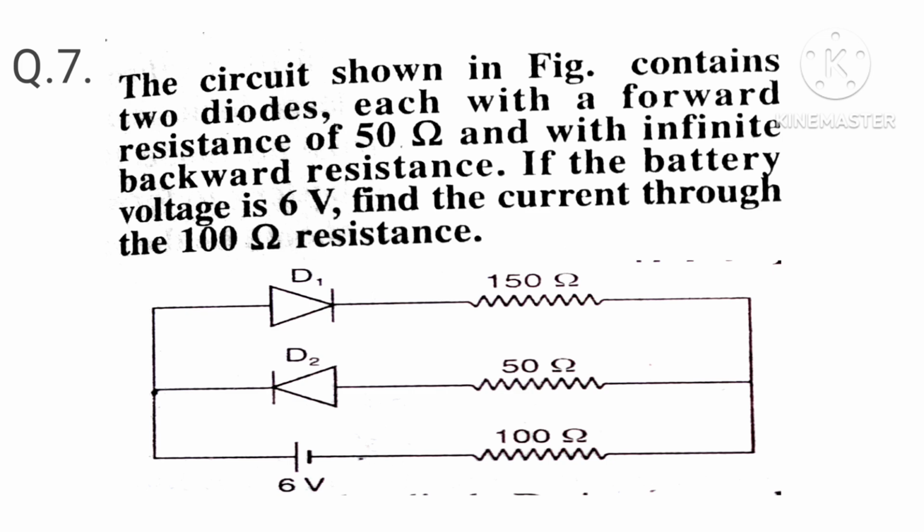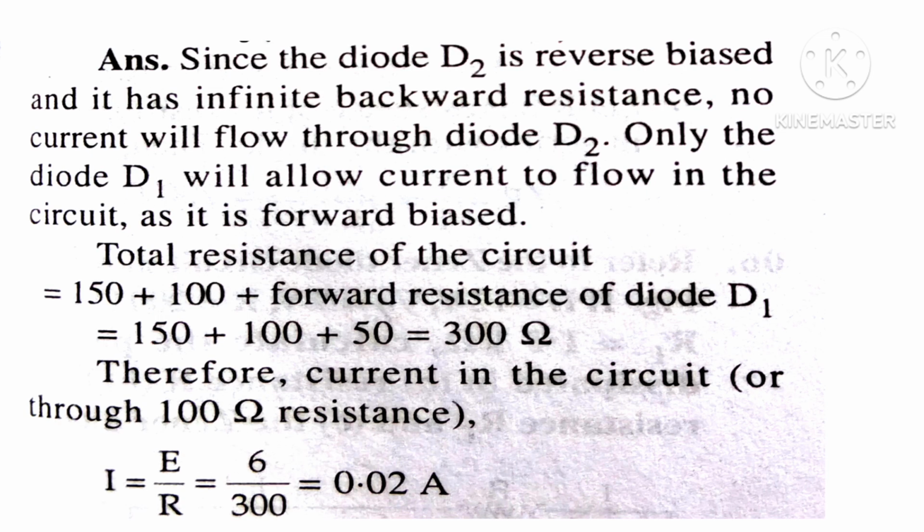The circuit shown in figure contains two diodes, each with a forward resistance of 50 ohm and with infinite backward resistance. If the battery voltage is 6 volt, find the current through the 100 ohm resistance. Since the diode D2 is reverse biased and it has infinite backward resistance, no current will flow through diode D2. Only the diode D1 will allow current to flow in the circuit as it is forward biased.